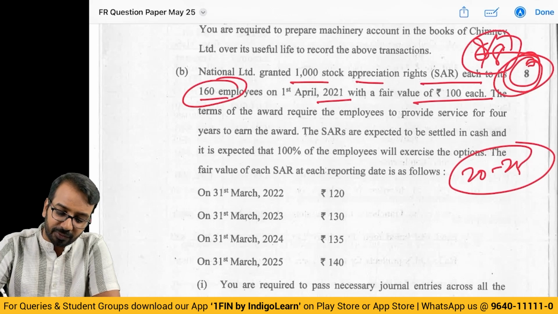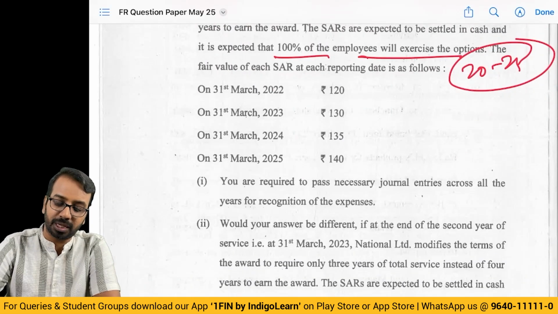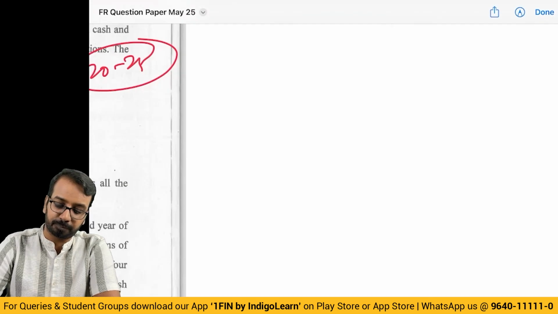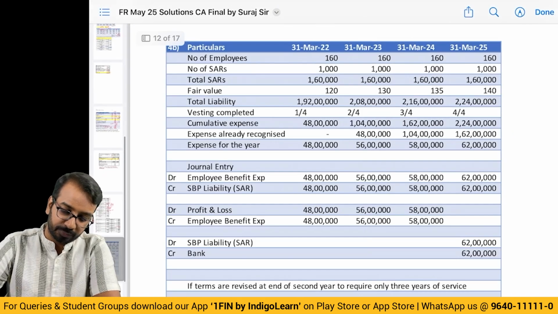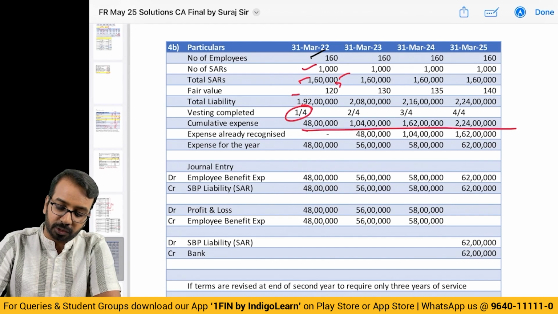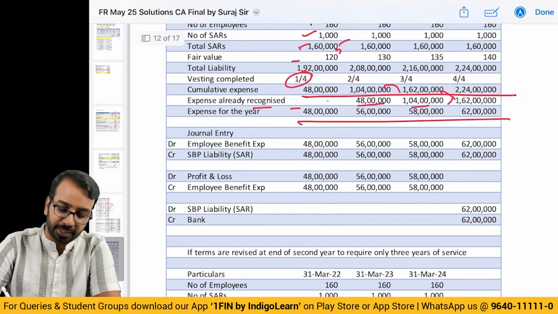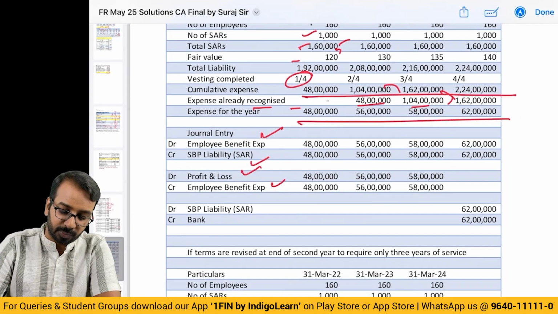Because here there is no complexity. They have said everybody will exercise. Even in modification, 100% will exercise. So that is why this becomes a simpler question. So you have the number of employees, number of SARs per employee, total is 160, fair value is calculated, 4 years of vesting period, so you get the cumulative expense. Expense already recognized, 48, 104 from here and 162 balance to be recognized. Journal entry, debit employee benefit expense, credit SBP liability for SAR, P&L to employee benefit expense, and then when it is settled, SBP to bank.